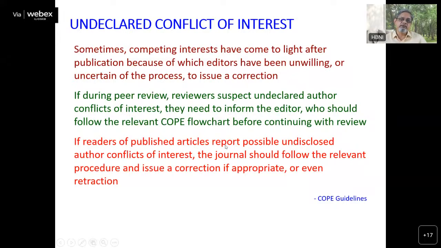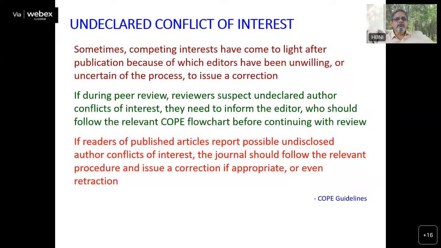And the readers of a published article can also report a possible undisclosed conflict of interest, and the journal should follow certain procedures and issue a correction if appropriate, or even sometimes a retraction. See, an undisclosed conflict of interest can be discovered by readers also. I'll show you how it happens. Sometimes you publish a paper in a journal, and it is read by a person who knows that author, who knows the background of that author, and what he is involved in apart from his research work.